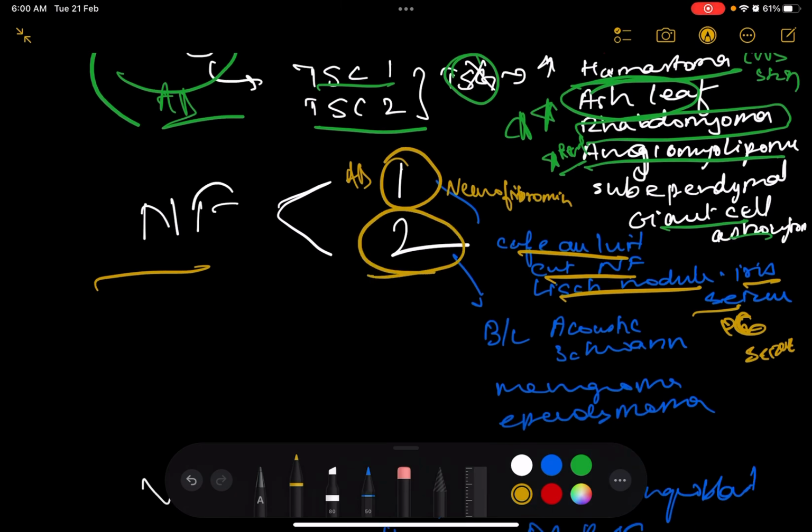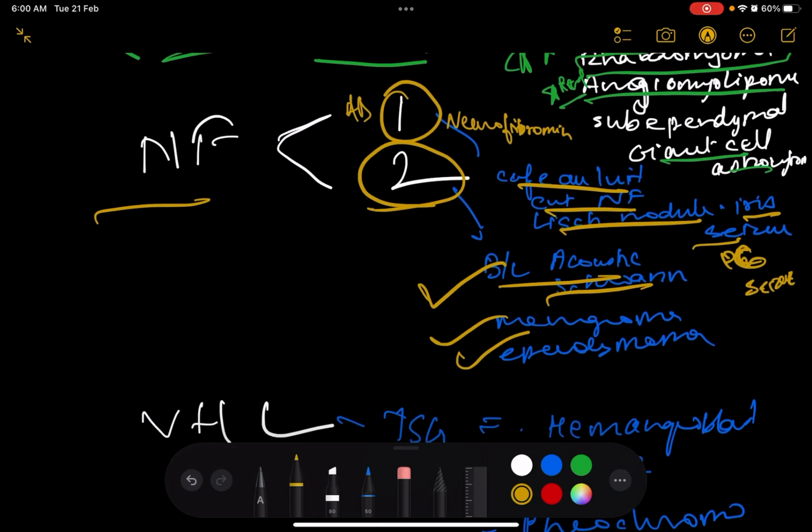Now they usually ask you about the second one as well. Bilateral acoustic or vestibular schwannomas are very, very important. Second, meningiomas and ependymomas are also seen in type 2. So type 2 is relatively more simple than type 1. You want to keep that in mind also.